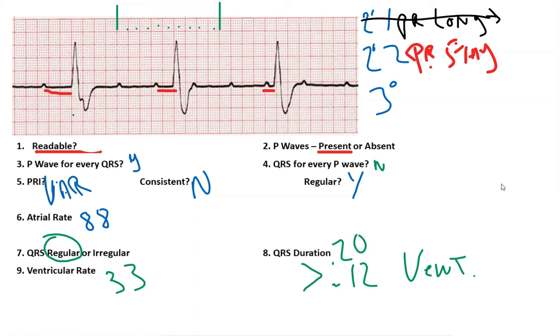With a third degree heart block, we know that there is no relationship. Okay, so there's no relationship between the P waves and the QRS complex. So in that case, we are now going to call this a complete heart block. We have more P waves than QRS complexes. They are both functioning independently of each other.